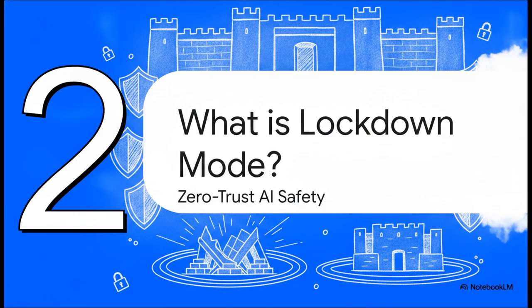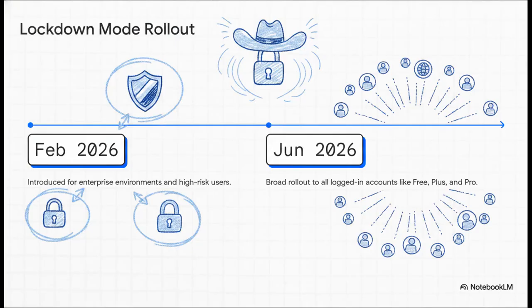What is lockdown mode? Okay, so to fix a deep structural vulnerability, you need a structural barrier. Enter OpenAI's zero-trust approach, specifically designed to contain the blast radius of these exploits. And what's incredibly interesting about this zero-trust solution is the rollout timeline. It was deemed so absolutely critical for data integrity that OpenAI actually rolled it out in phases. They introduced it first to enterprise environments and high-risk users back in February of 2026. Then, on June 4th, they expanded this protection, doing a massive broad rollout to free, plus, pro, and business accounts.